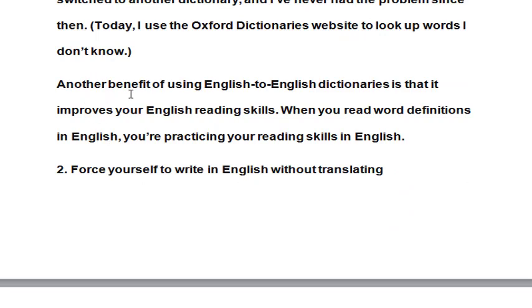Another benefit of using English to English dictionaries is that it improves your English reading skills. When you read word definitions in English, you are practicing your reading in English.